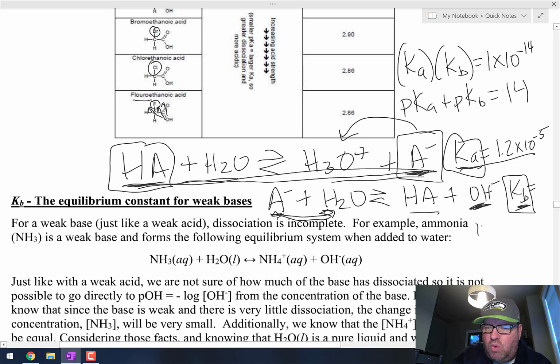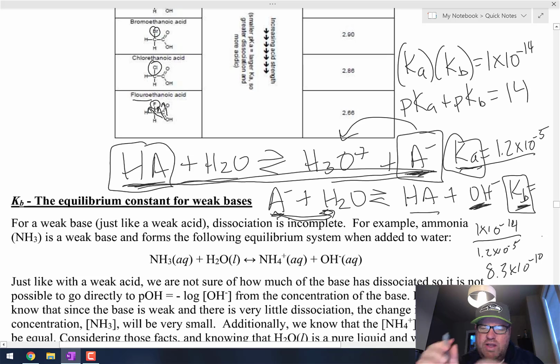Well, we would just have to take 1 times 10 to the minus 14th and divide by the Ka value, 1.2 times 10 to the minus 5th. So 1 times 10 to the minus 14th divided by 1.2 times 10 to the negative 5th is equal to 8.3 times 10 to the minus 10th. And what that shows you is that in this case, the HA is a stronger acid than A minus is a base, because you've got a much larger value for the Ka than you do for the Kb.